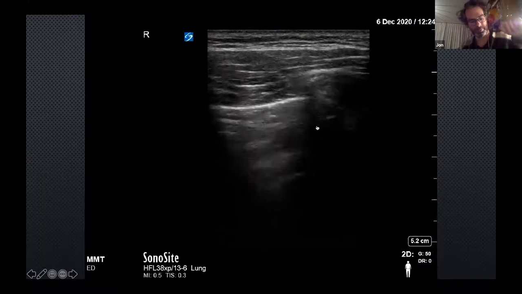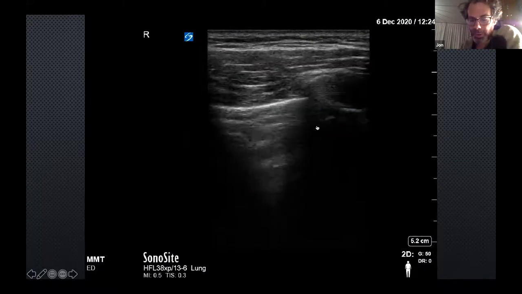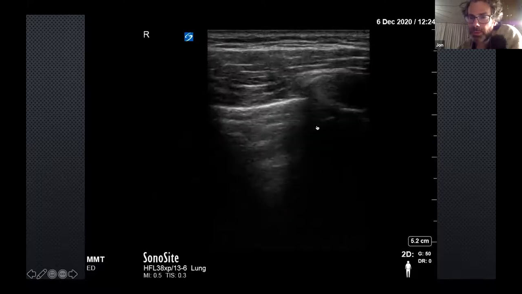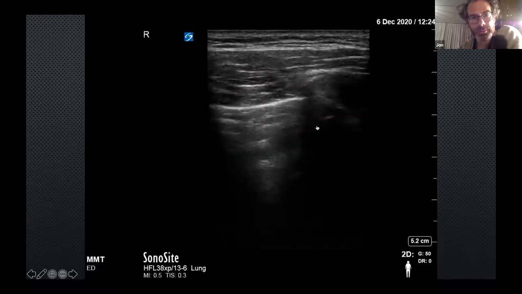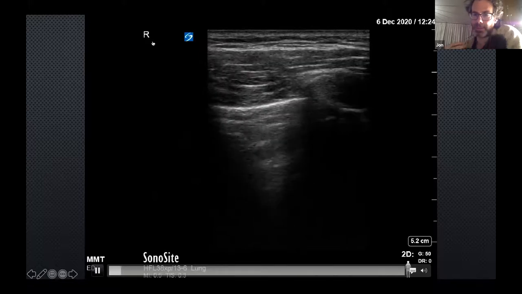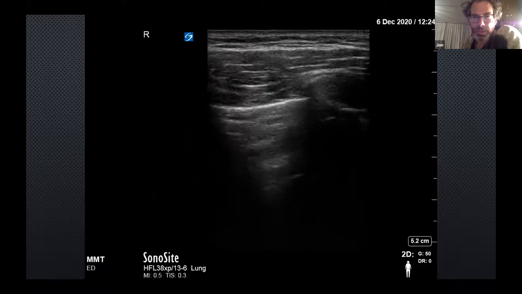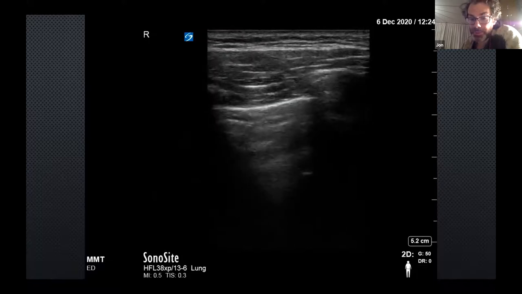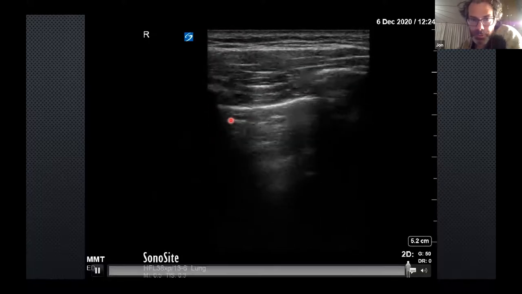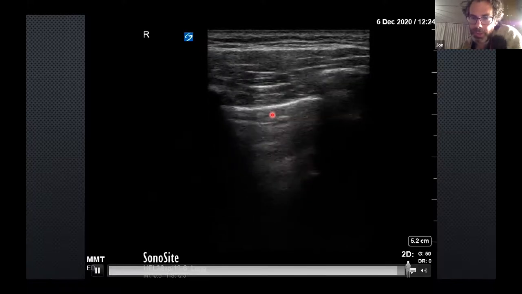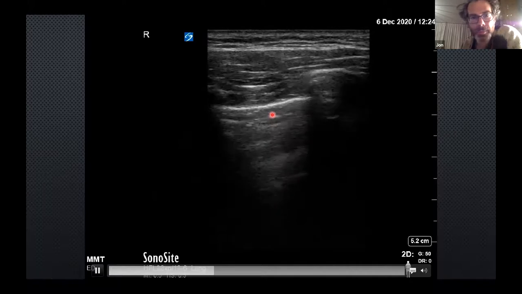Okay, and then we'll talk a bit about shock protocols in a sec, but I've now jumped to the lung. So we've done heart, we've done IVC, and now we're doing lung. And this is the right anterior lung, so looking for a pneumothorax. I'm basically looking for whether sliding is present or not. And yeah, it is present. So we can see this shimmering along the pleural line there. So there is lung sliding, so there's no pneumothorax at that point.